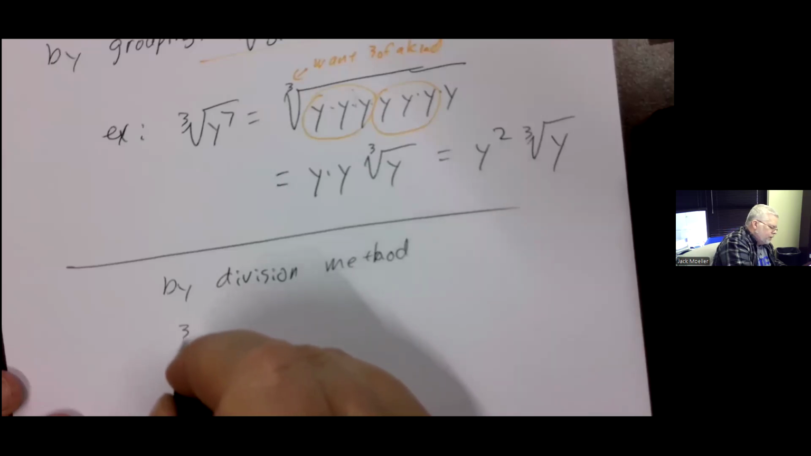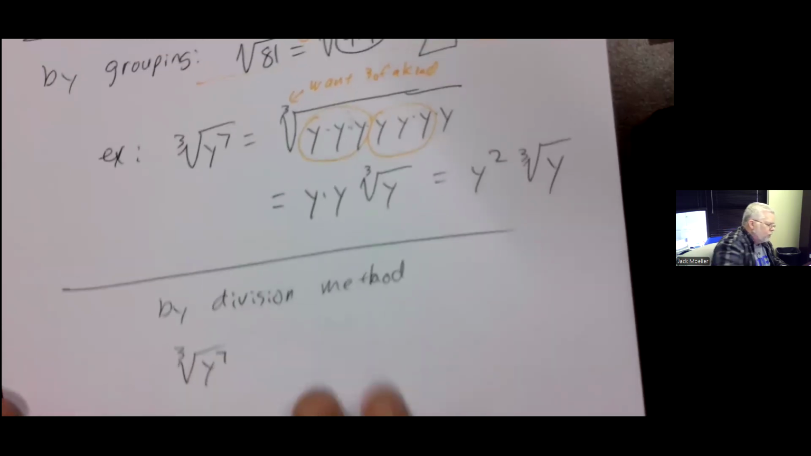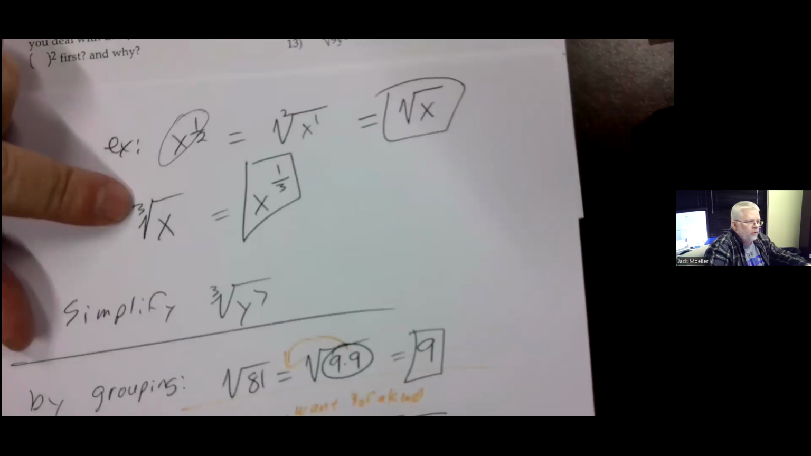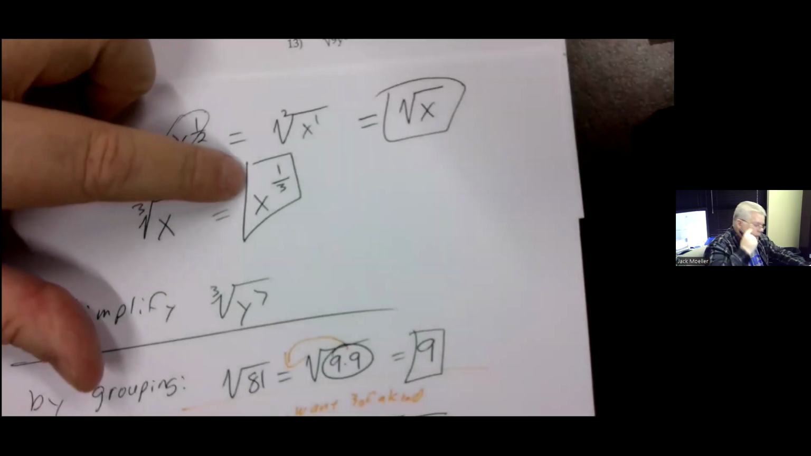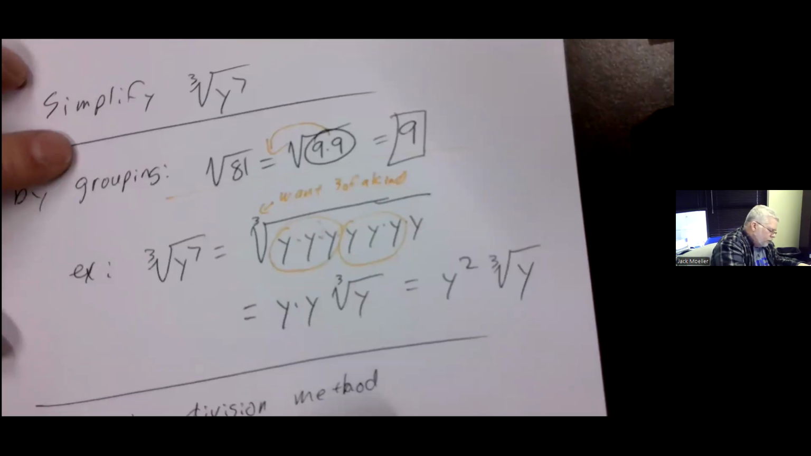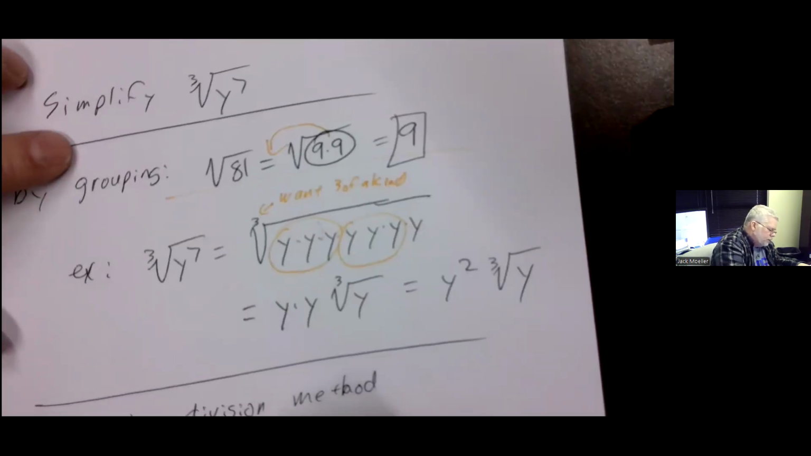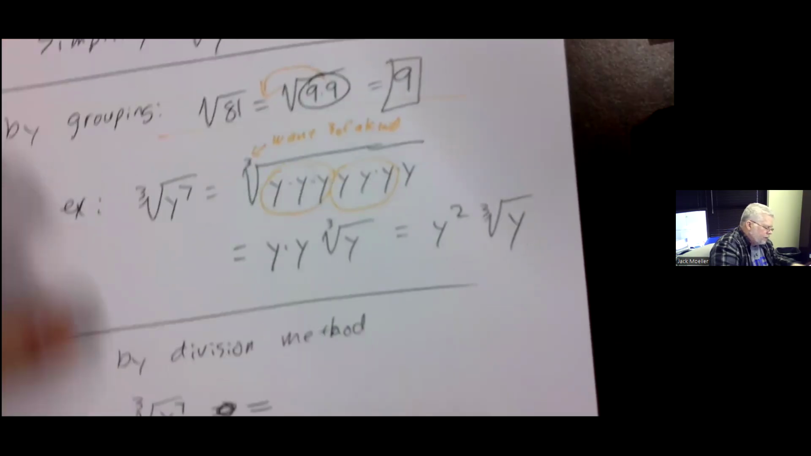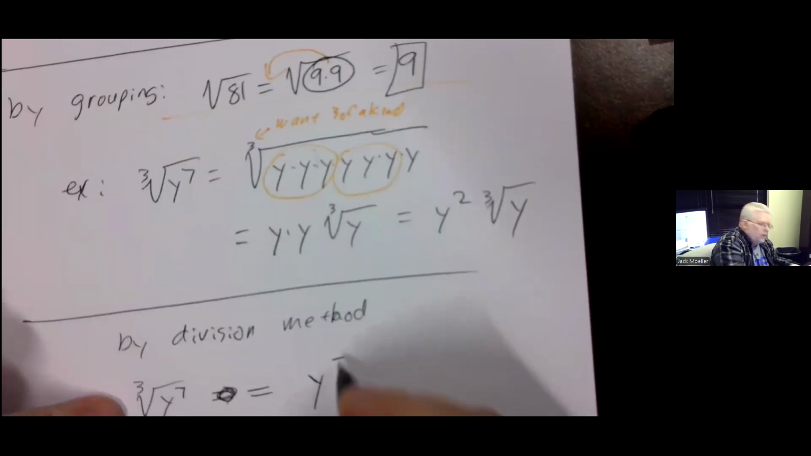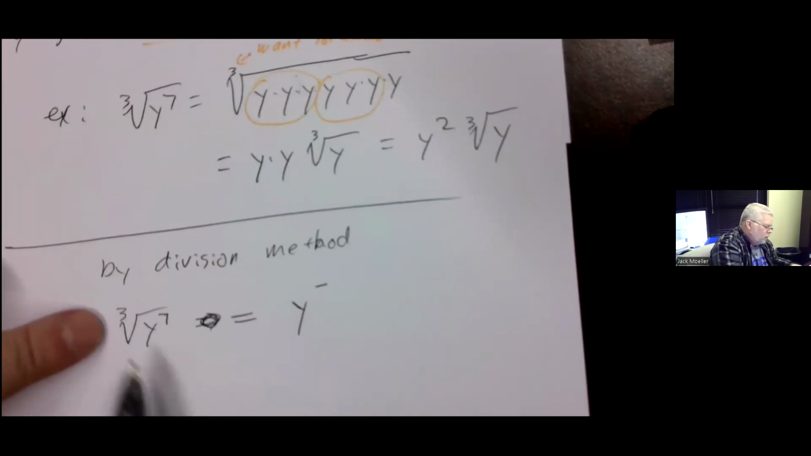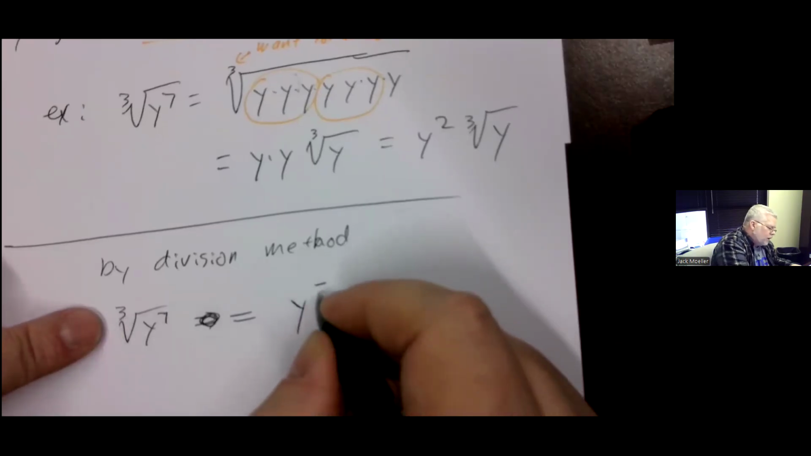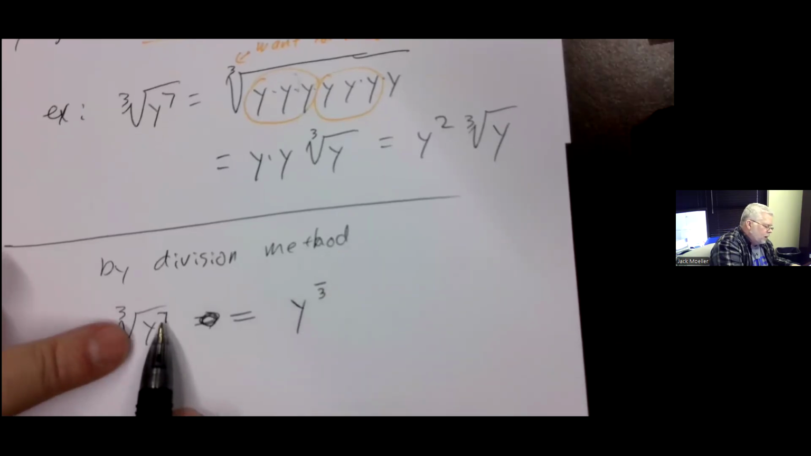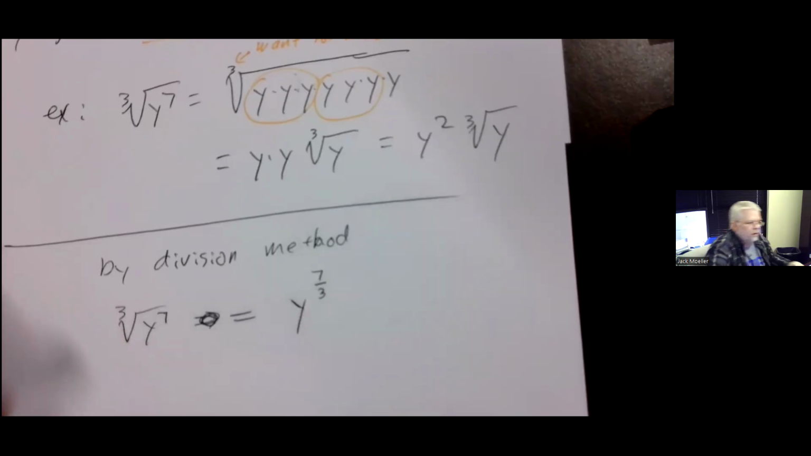Now, for the division method, this relies on what we were talking about earlier on how you can rewrite radicals as fractional exponents. So what we do first here is we rewrite this as a fractional exponent. So it's going to be y to what power? Remember, the index just goes on bottom. The exponent on the inside goes on top. So the cube root of y to the 7th is equivalent to y to the 7/3 power.